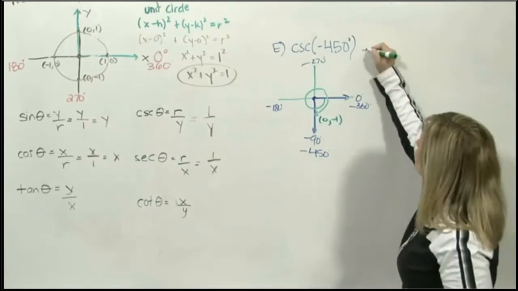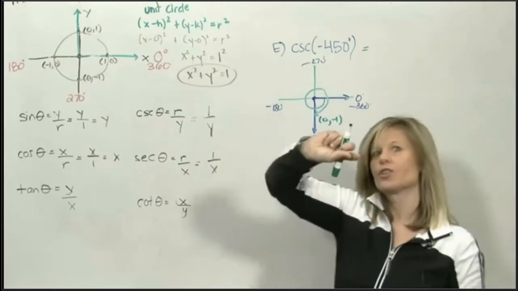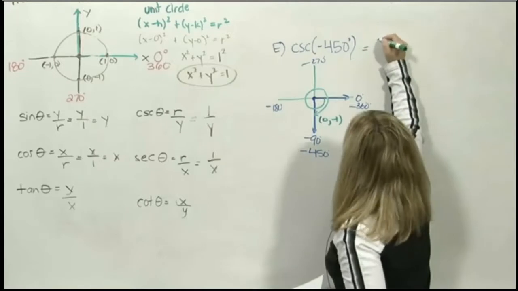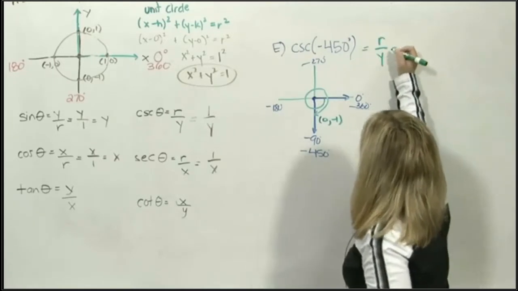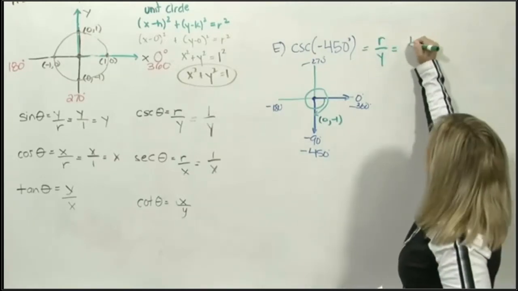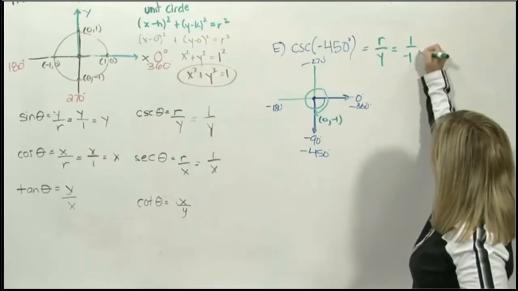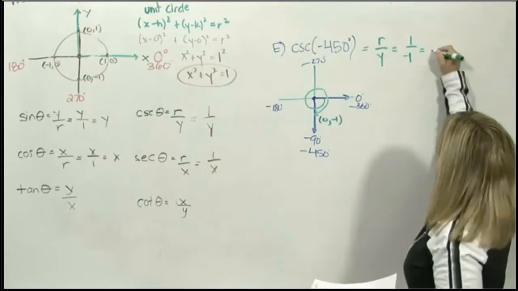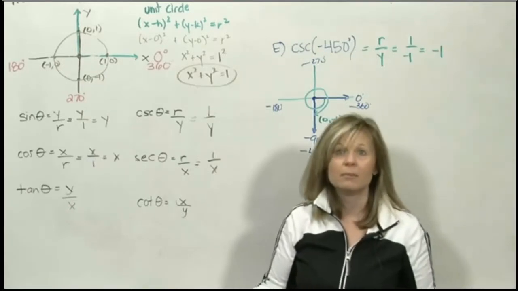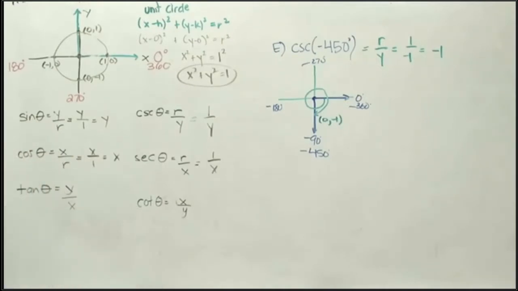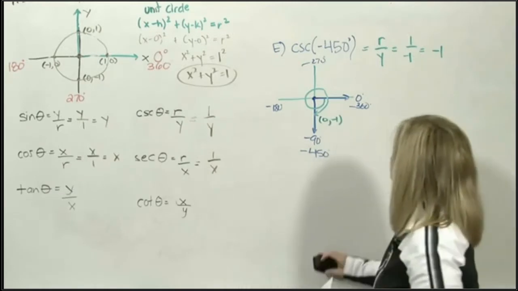So now, the definition of cosecant is the reciprocal of sine. If sine is y over r, this is r over y. In the unit circle, what's the radius? 1. If I look at my ordered pair, what's my y value? Negative 1. What's 1 over negative 1? Negative 1. See how easy that is? All right, we got a couple more to try. Let's go to G. Okay?